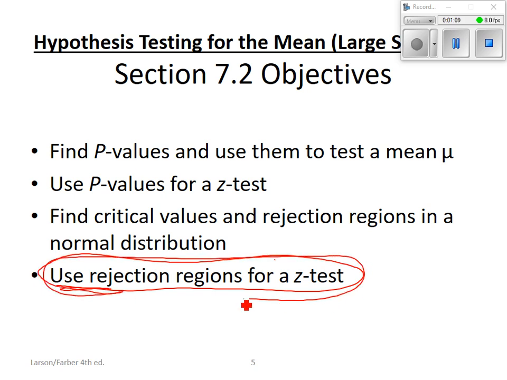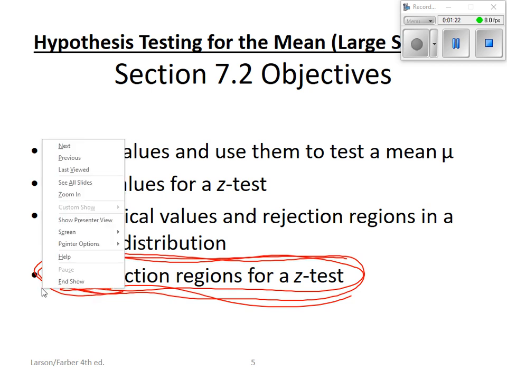Now, if you decide you want to do the other one, that's fine. But using the rejection regions is the one that I'm going to use most of the time. So the whole thing is, don't get the two confused. We'll go over them both today, but don't get them mixed up. Don't get things mixed up on how you do each one.